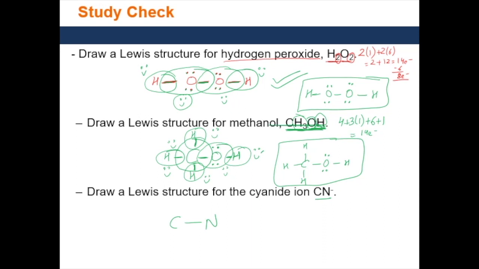Now let's see how many valence electrons we have. Carbon has 4 valence electrons. Nitrogen has 5 valence electrons. We have 1 of each. And you see this negative charge right here? That means it has 1 more electron which is extra. So for every negative charge, add 1 electron.